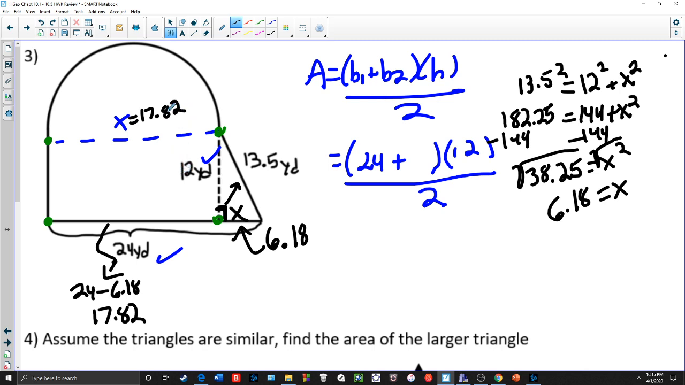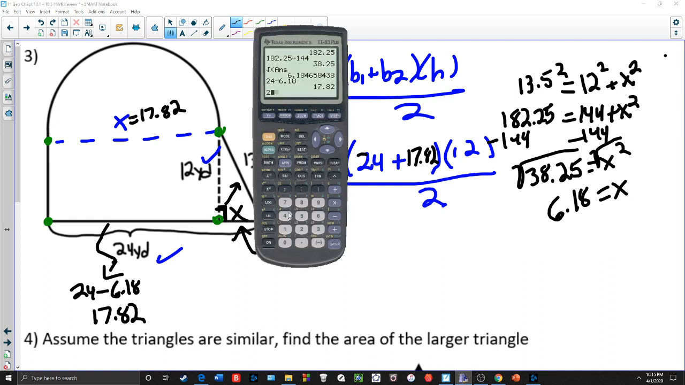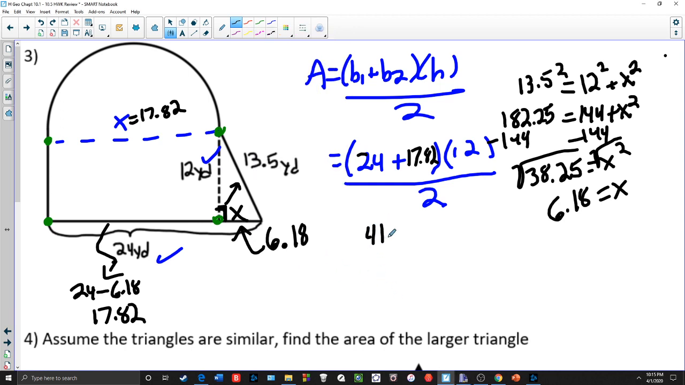So now I have my base 1, or base 2, whatever you want to call it. I have my top base. So now I can go here and do 17.82. I don't need to cut in half yet because I'm using it for the trapezoid. When I get to the semicircle, I'll do that. But right now, I want the full length for my trapezoid. So now I'm going to do 24 plus 17.82, which is 41.82. So 41.82 times 12 over 2.